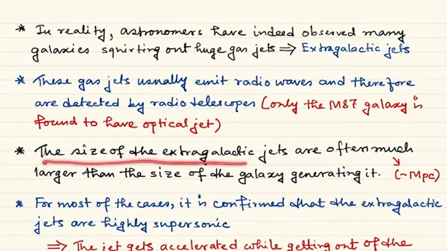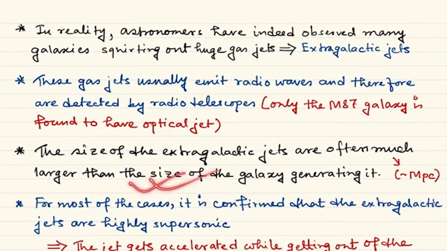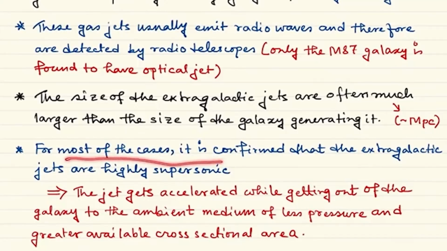The size of the extragalactic jets is often much larger than the size of the galaxy generating it. Sometimes this is so large that the size is of the order of a megaparsec, which is even much larger than the parent galaxy, and they are in general the largest coherent fluid flows which are visible in the whole universe. For most cases it is confirmed that the extragalactic jets are highly supersonic in nature.